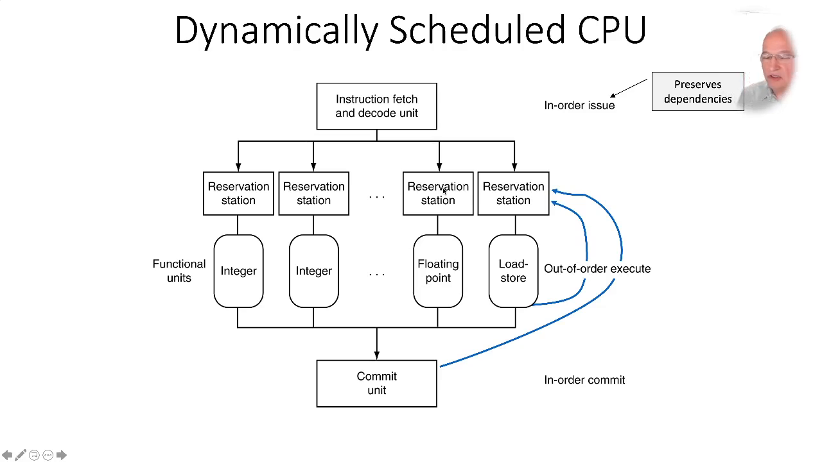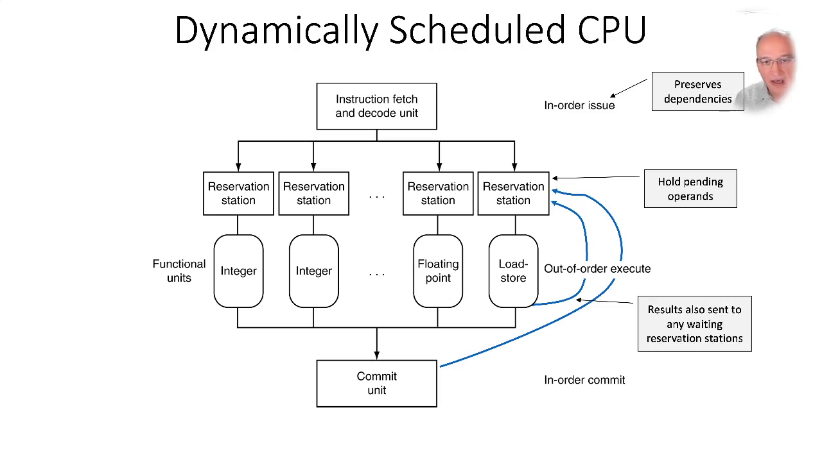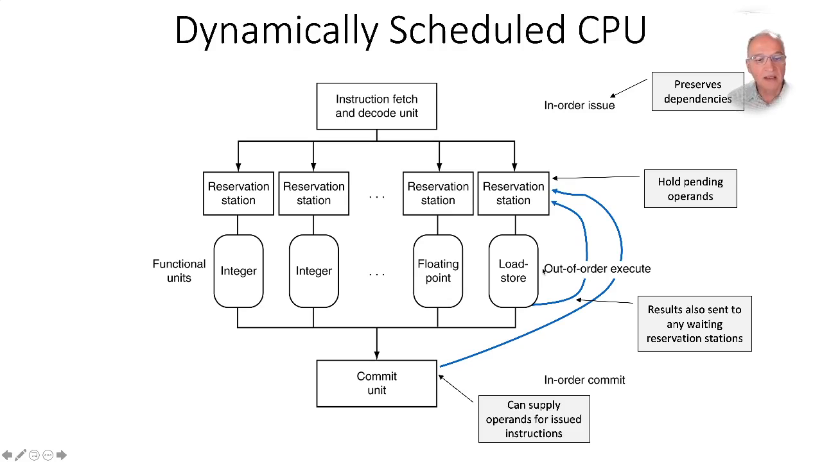So it's an in-order issue, so it will preserve the dependence. It can hold dependent operations, and the results also are sent to the waiting reservation stations so that more instructions can be executed. And in the end, I have an in-order commit. So this is a very high-level discussion of this process. We have these reorder buffers for the register writes that are in the commit unit. Again, we discussed these designs in much more detail in 429.